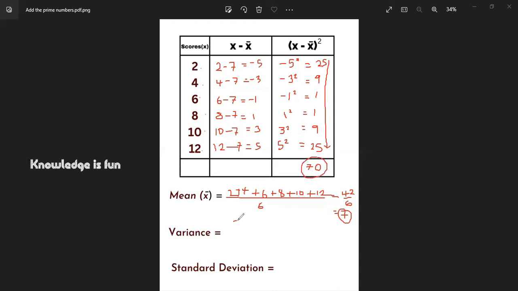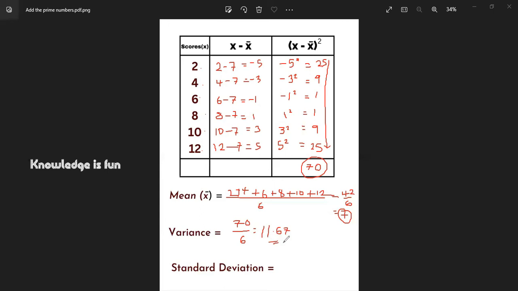So now our variance becomes 70 divided by the number of scores. We have 6 scores here, and now we are going to use our calculator again to determine the value. So we have here 11.67. I approximated it. It was originally 11.66666, so I approximated it to be 11.67. So this is the variance score.